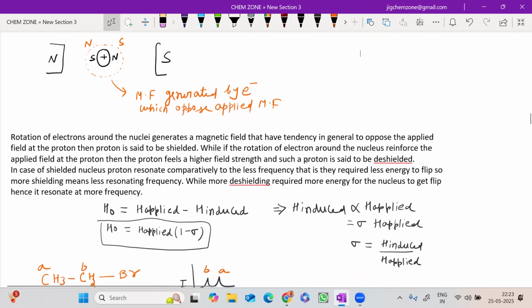Now, what happens when you apply the magnetic field? You can say that when you apply the magnetic field, the magnetic field the nucleus feels will decrease. So the net magnetic field operating on the nucleus is actually the applied field minus the induced field. The induced field is due to the electron. Now, the more the applied field, the more will be the induced field.